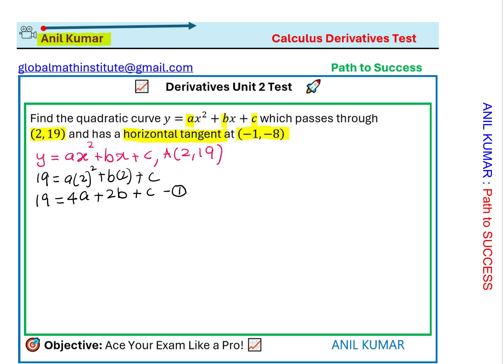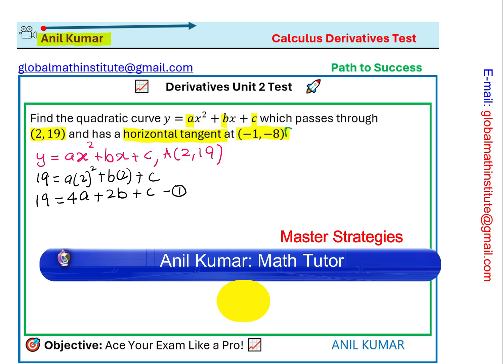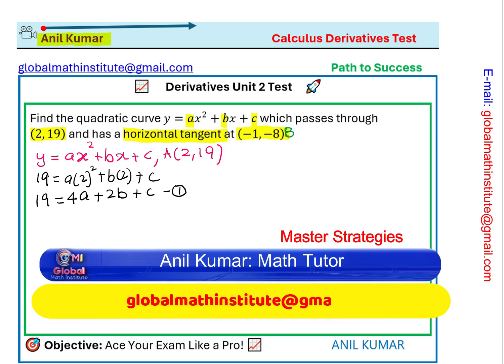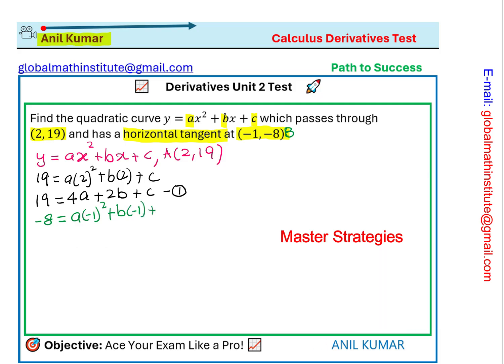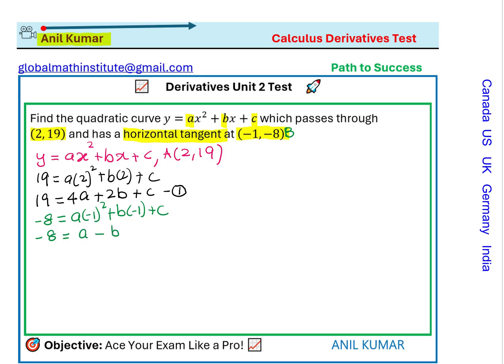Now for the second equation, I am going to substitute the point, which is (-1, -8). So that means I'll call this as a point B, right? So -8 is the y value and -1 is the x value. Correct. So it gives you -8 equals a minus b plus c. Right. So that becomes our second equation.